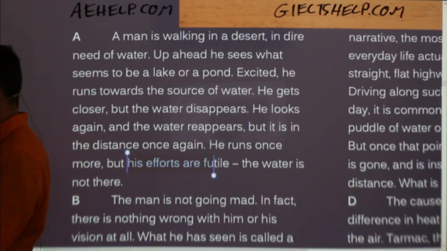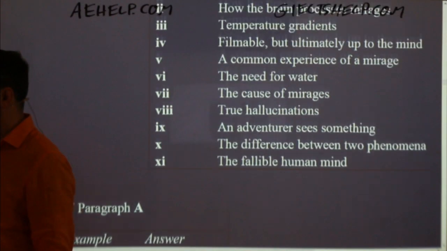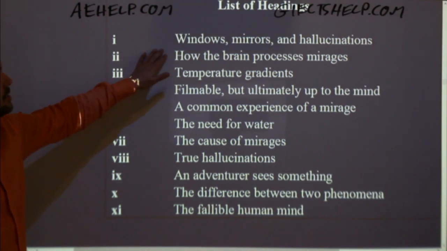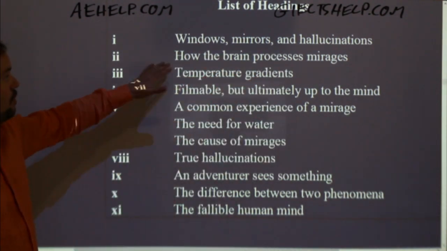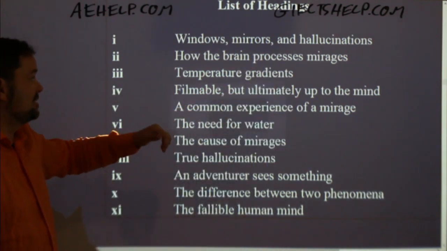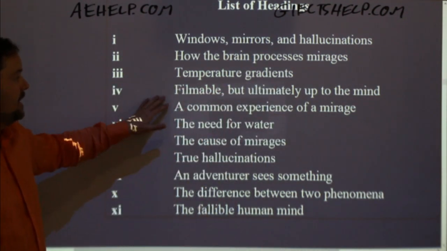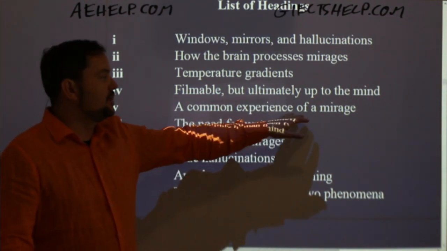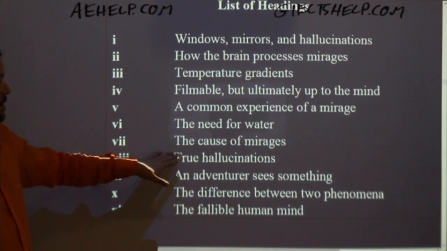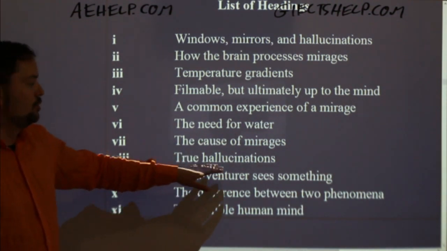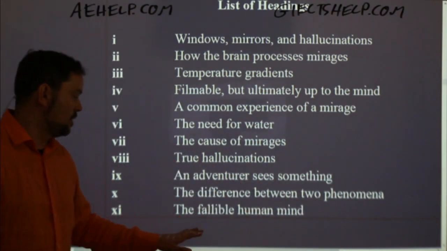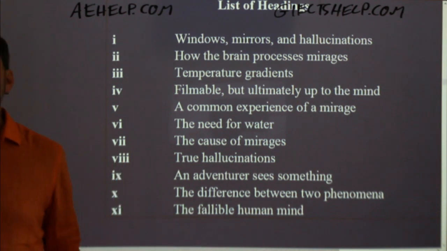Okay, so let's have a look at our answer choices here. Which one of these matches closest to my answer? Windows, mirrors, and hallucinations? No. How the brain processes mirages? Maybe. Temperature gradients? I don't know. Fallible, but ultimately up to the mind? Maybe. A common experience of a mirage? Maybe. The need for water? The cause of mirages? True hallucinations? An adventurer sees something? The differences between two phenomena? The fallible human mind?